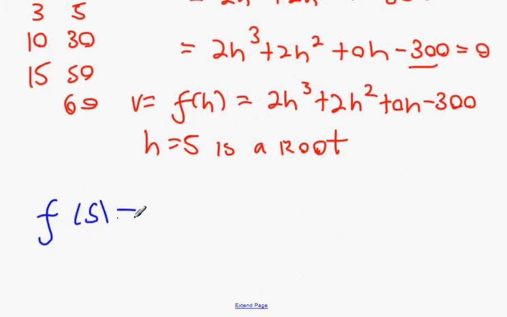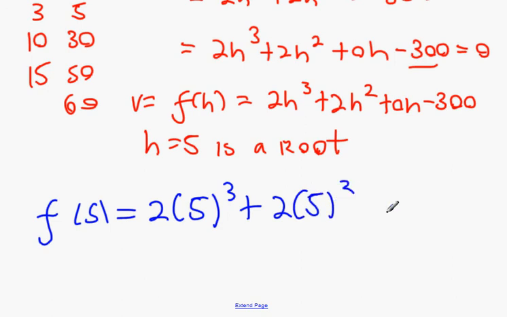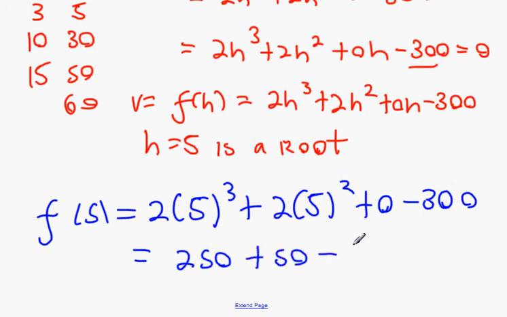So I actually have to show 2 times 5 cubed plus 2 times 5 squared plus 0, and then just plus 0 minus 300. And I actually just have to go about showing that that equals 0. So it's going to be 250 plus 50 minus 300 equals 0. And then go up here: h equals 5 is a root.